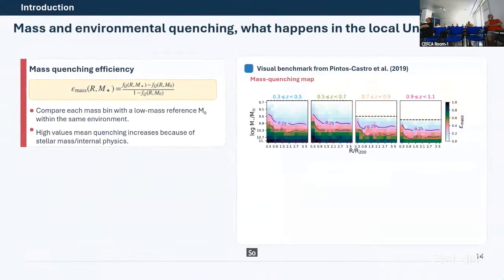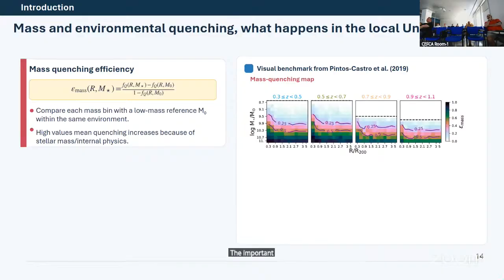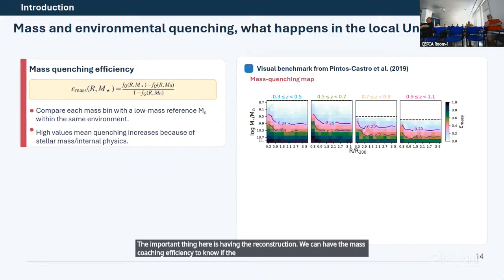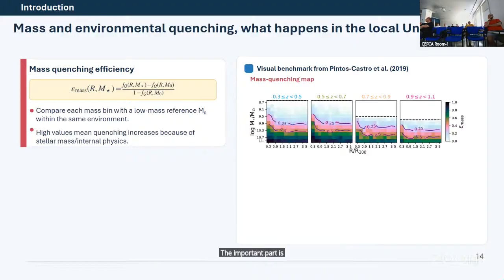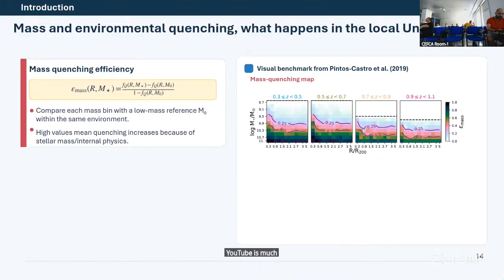So having this parameter, the quench fraction, we can try to separate between mass quenching and environmental quenching. The important thing here is having the quench fraction. We can derive the mass quenching efficiency to know if the galaxy has been quenched by its mass, basically. And here, the important part is how it evolves at a fixed environmental radius, for example the center of the cluster. We can see that basically the most massive galaxies are quenched due to their mass. This is the normal case. So in our study, we are going to fill the gap at low redshift.